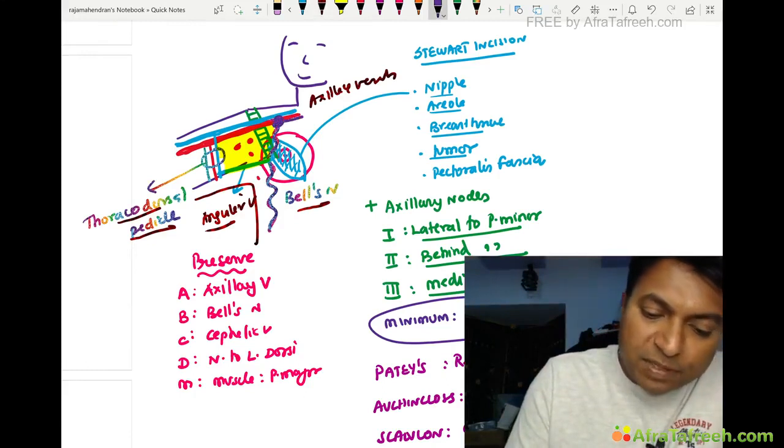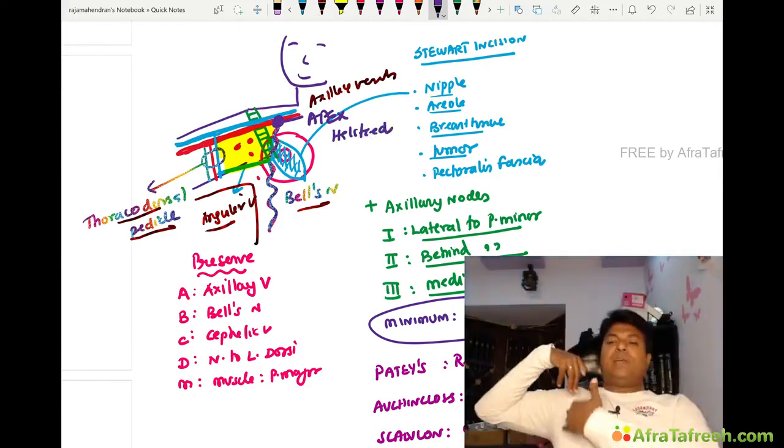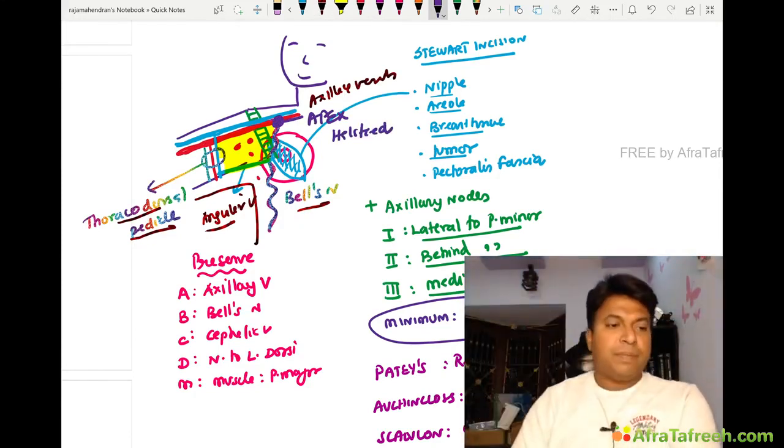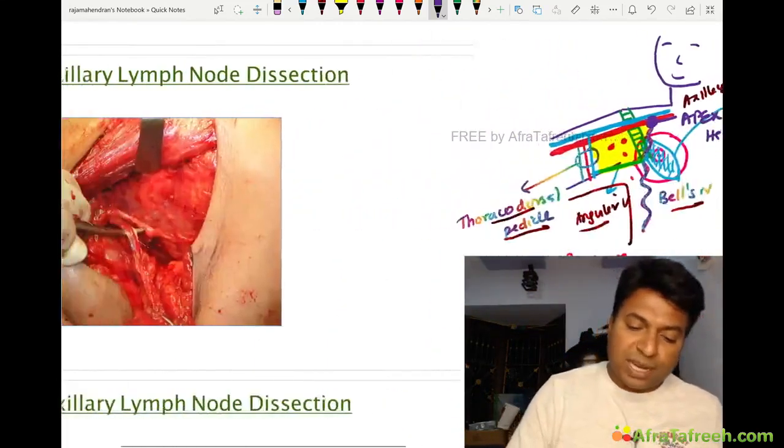And what is Halsted ligament? The Halsted ligament forms the apex. Apex is Halsted ligament. It's not a boundary. The axilla is entered at the apex, which is Halsted ligament. Okay, Halsted ligament is apex. So these are the boundaries. This question can come for an exam.